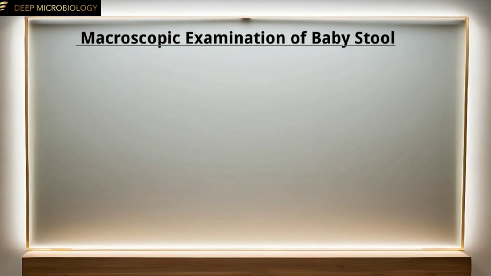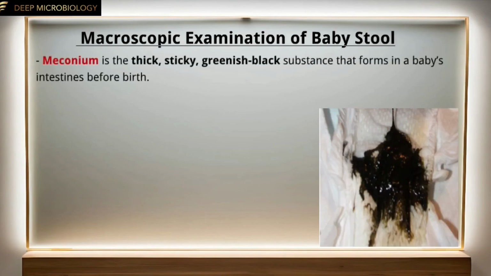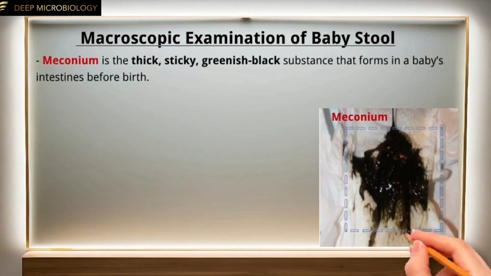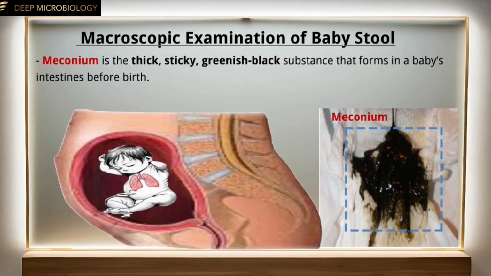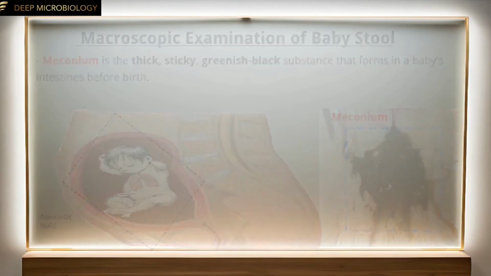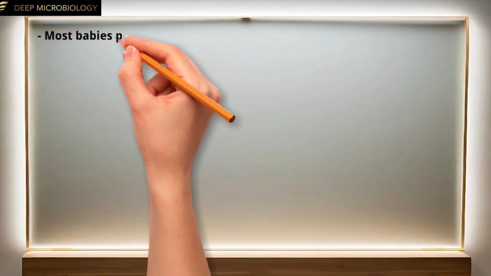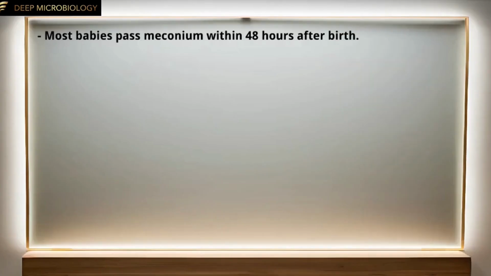A newborn's first poop is called meconium, the thick, sticky, greenish-black substance that forms in a baby's intestines before birth. It's made when the baby swallows amniotic fluid inside the womb. As this fluid travels through the baby's gut, most of the water is absorbed, leaving behind this tar-like waste. Most babies pass meconium within 48 hours after birth.